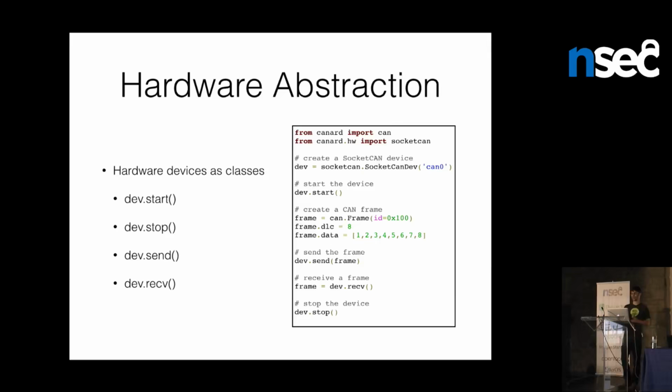Hardware abstraction is really simple. Basically, a hardware device that talks CAN is just a class, and it's got four methods. You can start it, stop it, send a message, or receive a message. So, a really simple example: we create a SocketCAN device with the name can0. We'll have already plugged in and loaded the driver for that, so we'll have a can0 device. Start the device. We'll create a CAN frame, in this case with ID 100, data length 8, and just 1 through 8. It's a useless frame. Then we'll send it. That's pretty simple. And then we'll receive a frame, and that's actually a blocking receive, so it's going to wait for any frame to come back, and then it will stop. Really simple, but those four functions are really all a hardware device actually needs to do.